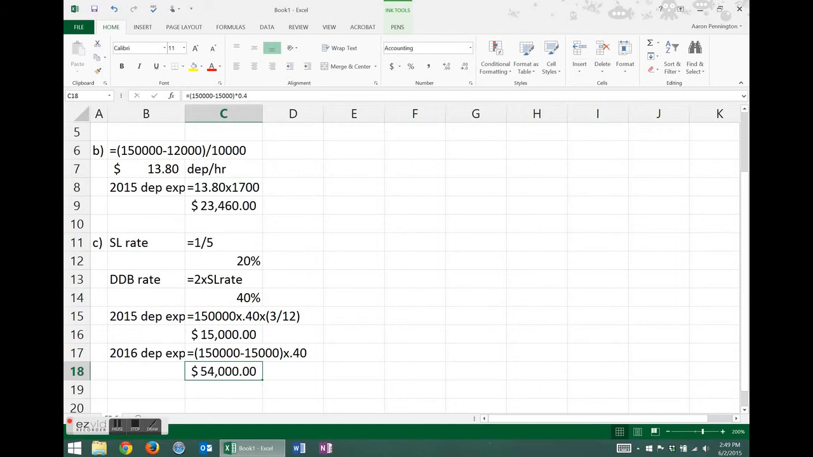All right. 54,000. So that's your depreciation expense for 2016. If it asks for accumulated depreciation in 2016, it would just be the 54,000 plus the prior year depreciation of 15,000. Okay, and that is all E9-6 asked for. It focused on depreciation expense.